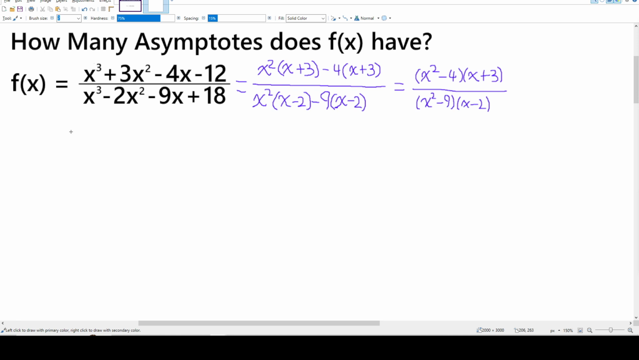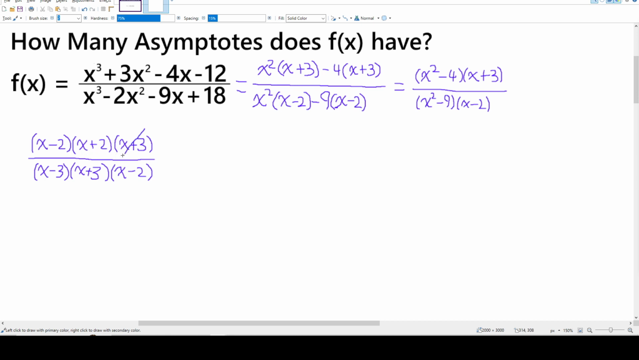So we're going to rewrite x squared minus 4 as x minus 2 times x plus 2, and that is of course multiplied by x plus 3 still. And then we can factor x squared minus 9 into x minus 3 times x plus 3, and there's still that x minus 2 term. So now there are common factors between the numerator and the denominator. There always were, but now we can actually see them.